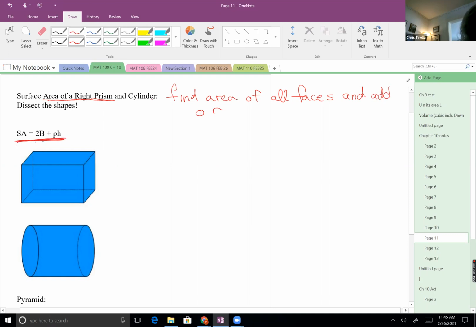The surface area is 2 times B plus pH, where uppercase B is the area of the base, P is the perimeter of the base, and H is the height of the solid.